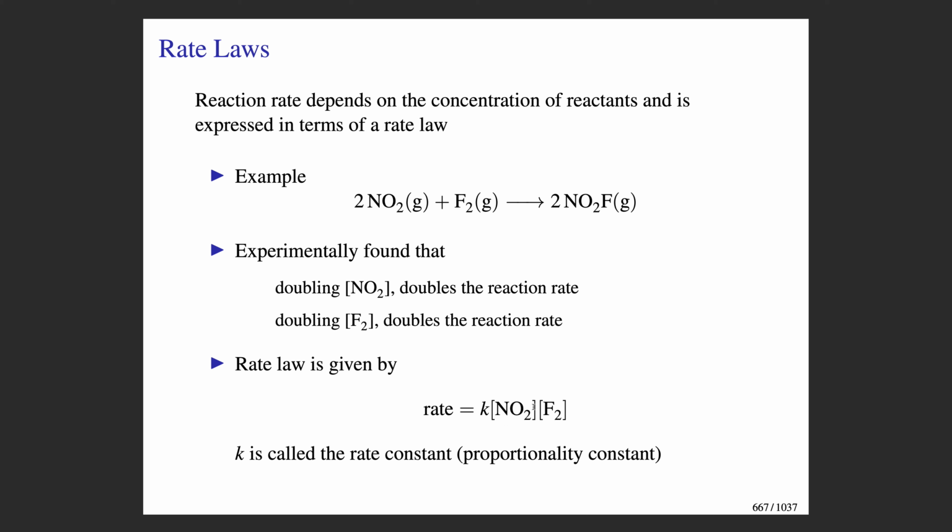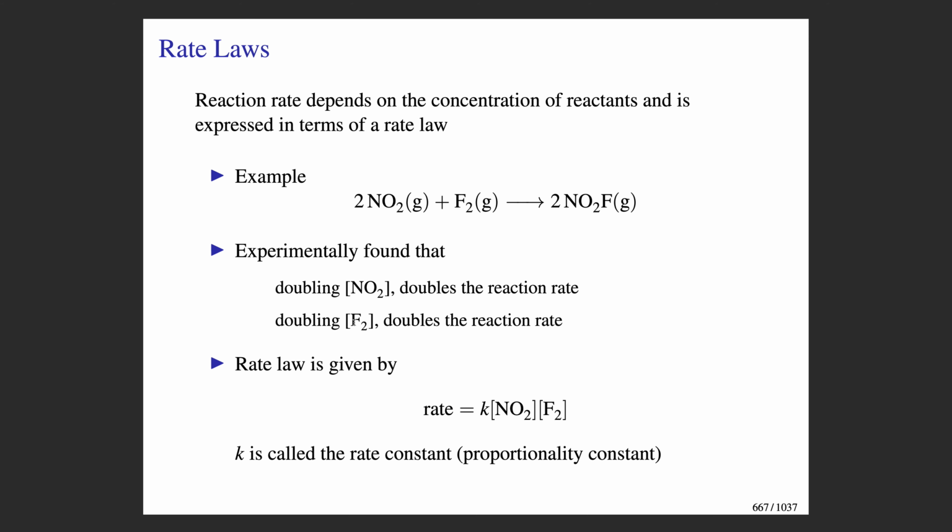Let me show you. We'll consider this first reaction of nitrogen dioxide and fluorine, and experimentally we are told that doubling the concentration of the reactant NO2 doubles the reaction rate. Likewise, doubling the fluorine concentration also doubles the reaction rate. Okay, so what that means is that the rate of the reaction can be expressed as a function of the reactant concentrations.